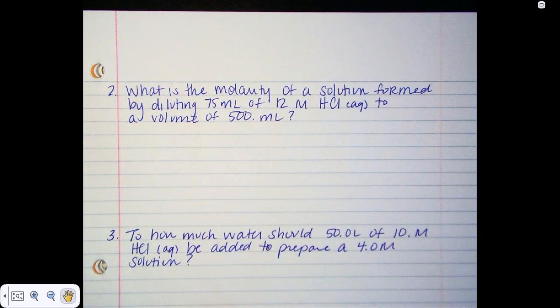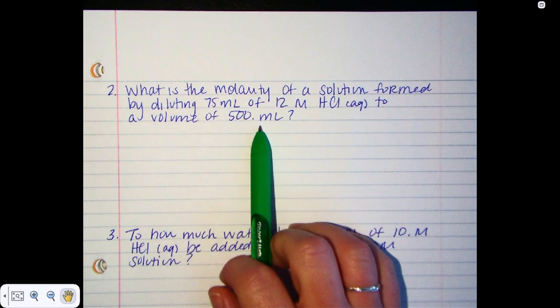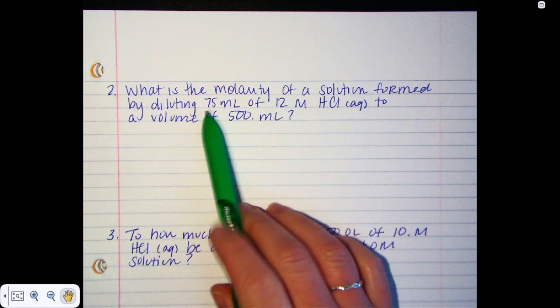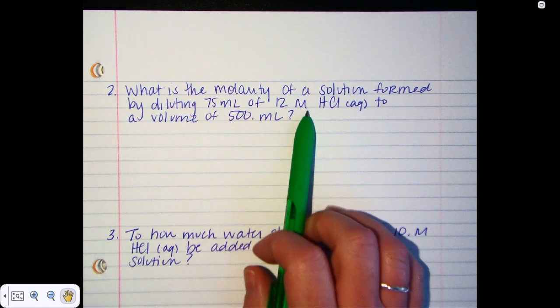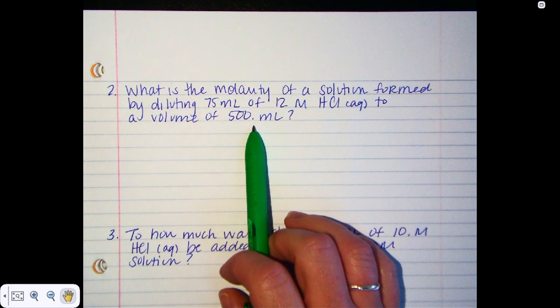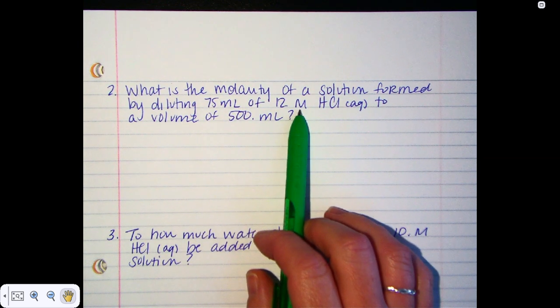Let's look at another example. What is the molarity of a solution formed by diluting 75 milliliters of 12 molar hydrochloric acid, or HCl (aq), to a volume of 500 milliliters? So now this time I'm given 2 volumes and only 1 molarity, so I'm finding the missing molarity. Notice I'm taking 75 mils of 12 molar and I'm making it 500 mils. So it should make sense that because I'm going to be adding just a ton of water here, my molarity is going to go down.